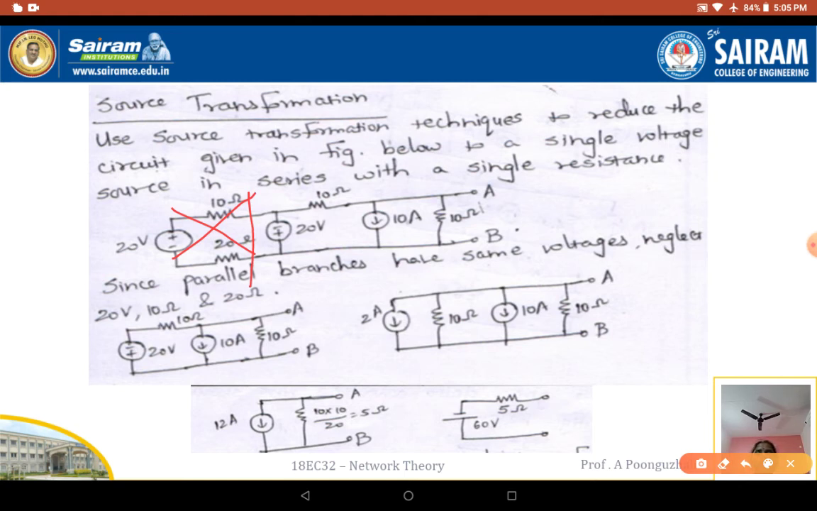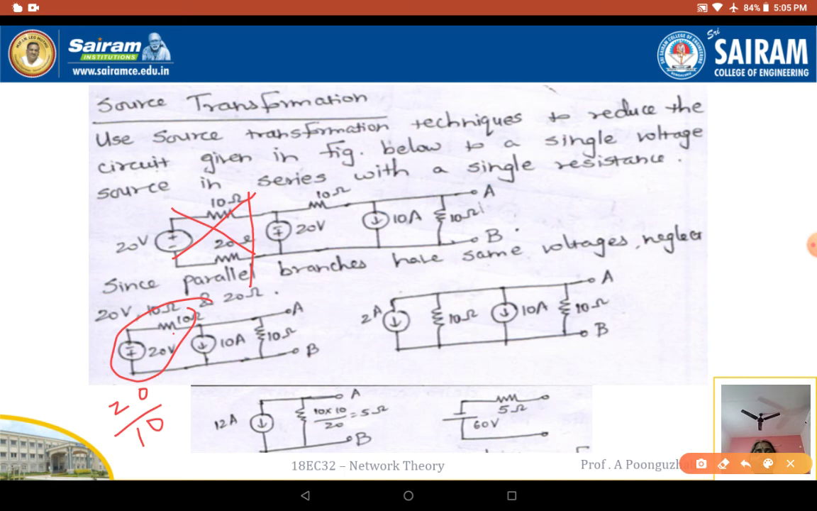So my circuit is going to have the voltages 20 volts, 10 ohms, 10 amps and 10 ohms. Now to simplify this circuit, I can reduce this 20 volts, 10 ohms into a current source. So if I reduce it into a current source, a plus sign is down here. It is 20 by 10, which is going to be 2 amps, in parallel with the resistance 10 ohms.